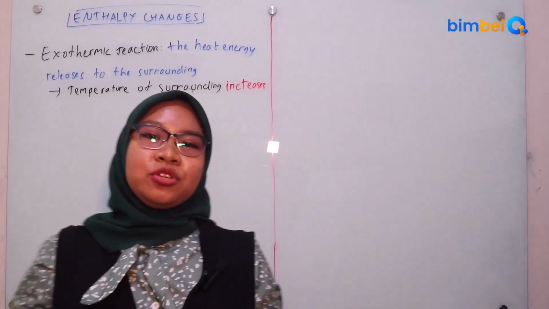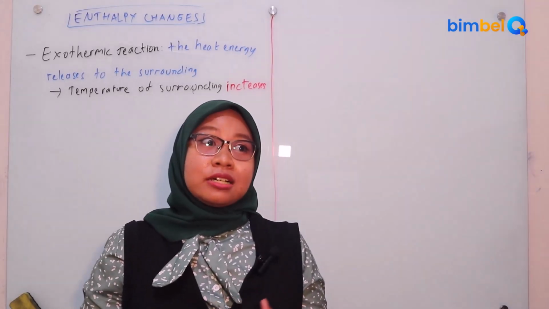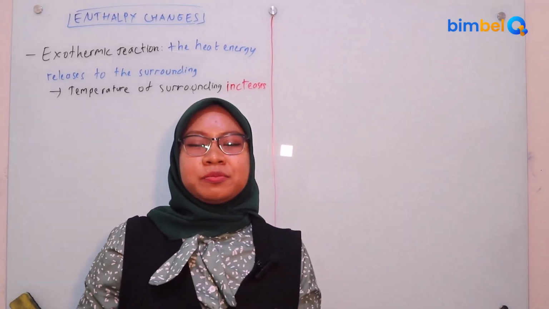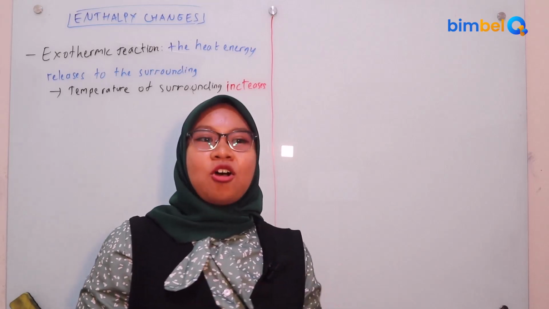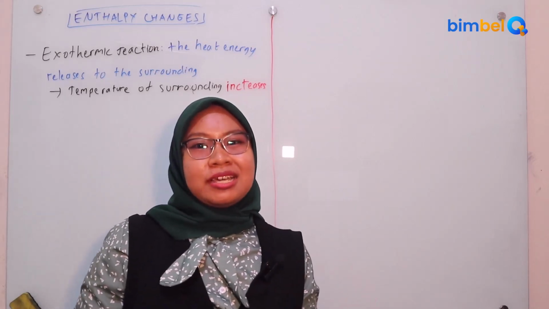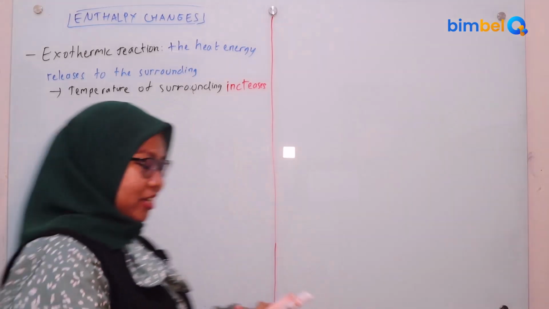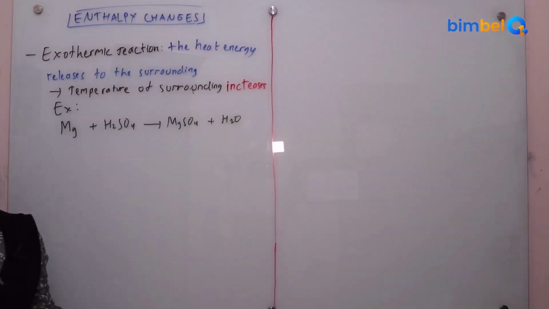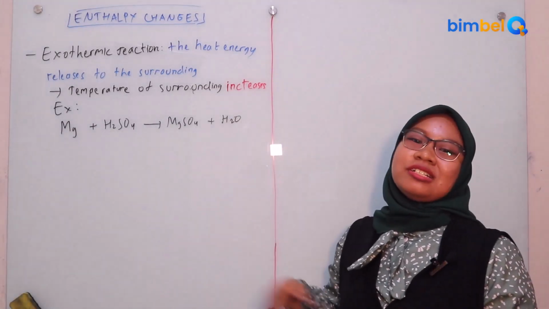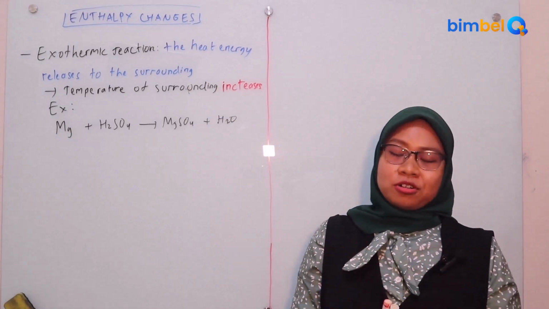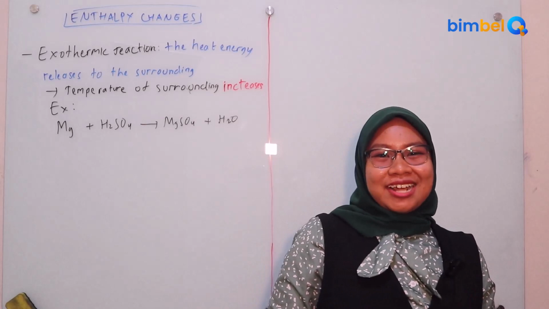For example, if you react magnesium with sulfuric acid in a test tube, you will feel the test tube become warmer, and it indicates the temperature of the surrounding, or in this case the test tube, increases. So that's called an exothermic reaction. Okay, I'm going to write the example. This reaction will release energy, so the test tube will become warmer. And that's about exothermic reaction. It's easy to understand, right?